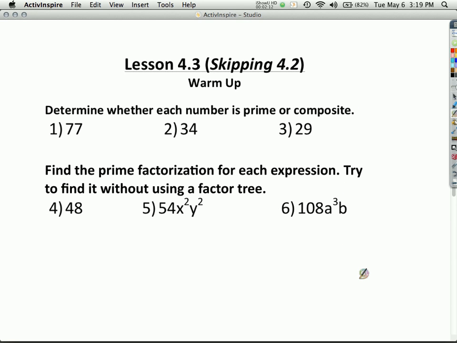Time is up for the warm-up. Colored pens up. And this is all review of the last lesson. You can see today is lesson 4.3. We are skipping 4.2. Number 1, is it prime or composite?